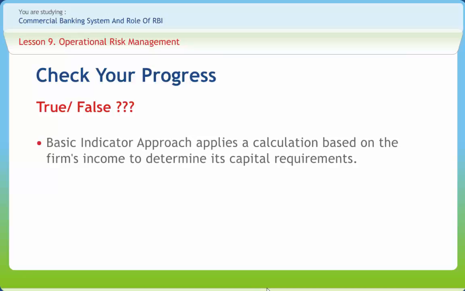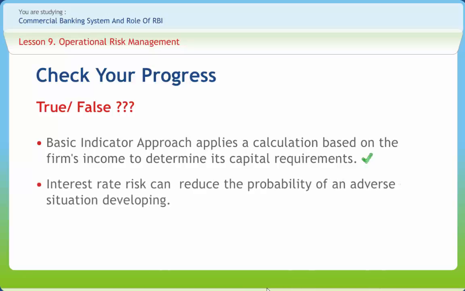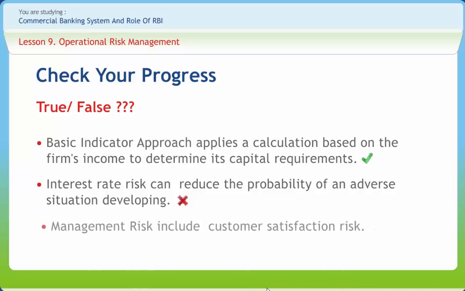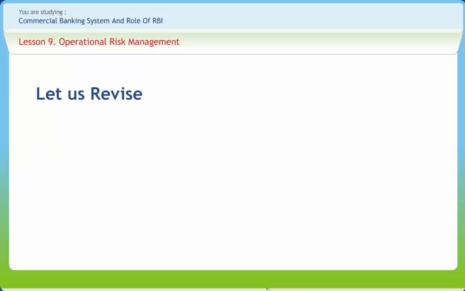Basic indicator approach applies a calculation based on the firm's income to determine its capital requirement. Right or wrong? Right. Interest rate risk can reduce the probability of an adverse situation developing. Right or wrong? Wrong. Management risk includes customer satisfaction risk. Right or wrong? Wrong.